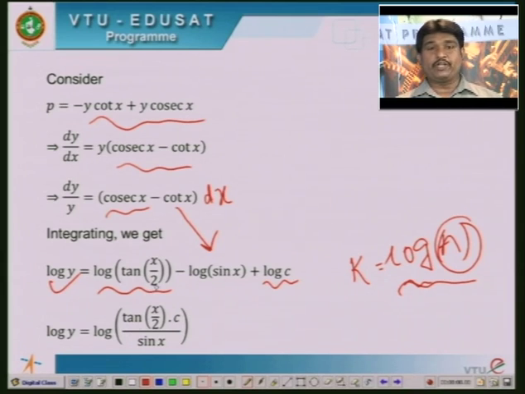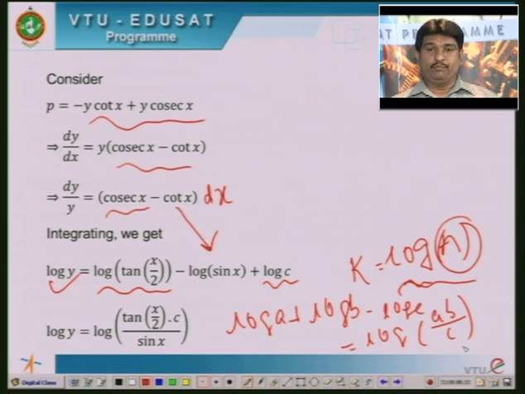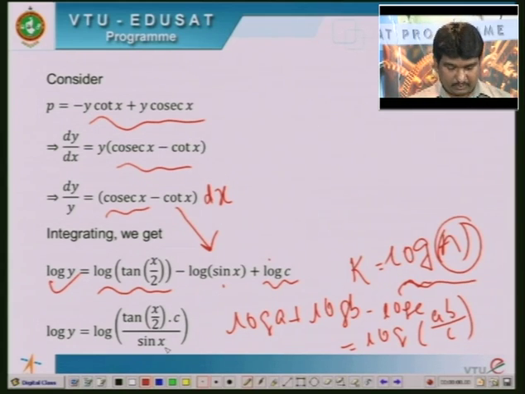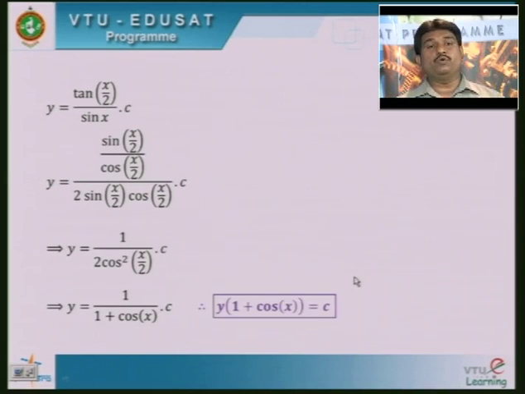Now use properties of logarithms. You know that log a plus log b minus log c equals log of ab divided by c. I have used this result here: log a minus log b plus log c, so it is log of a into c divided by b. So log y equals log of tan of x by 2 into c divided by sin x. Simplify this, you get y equals tan x by 2 divided by sin x into c.